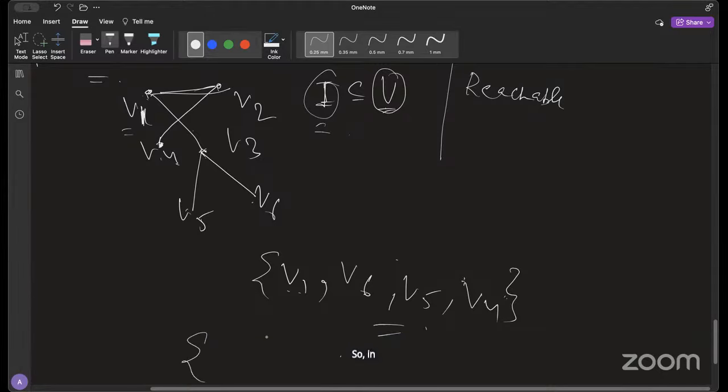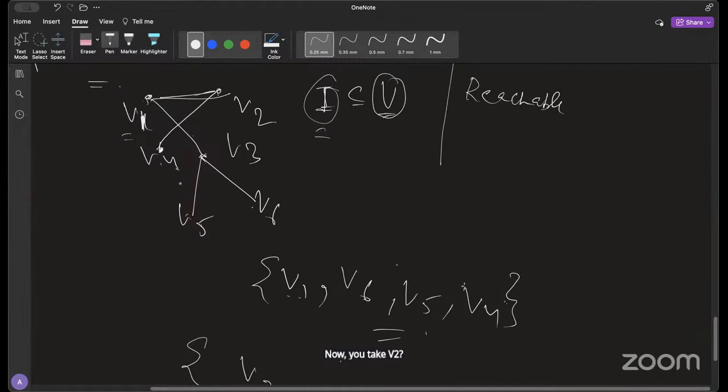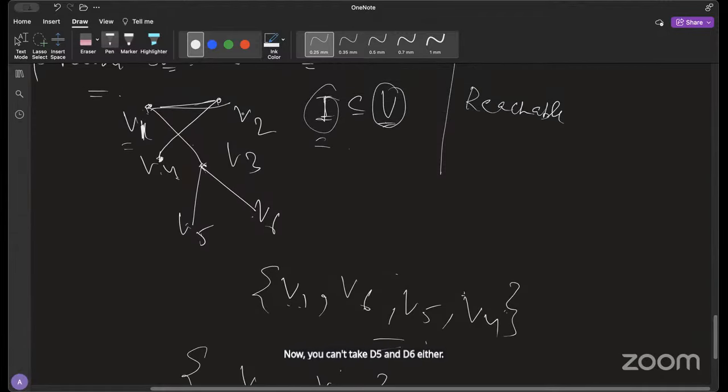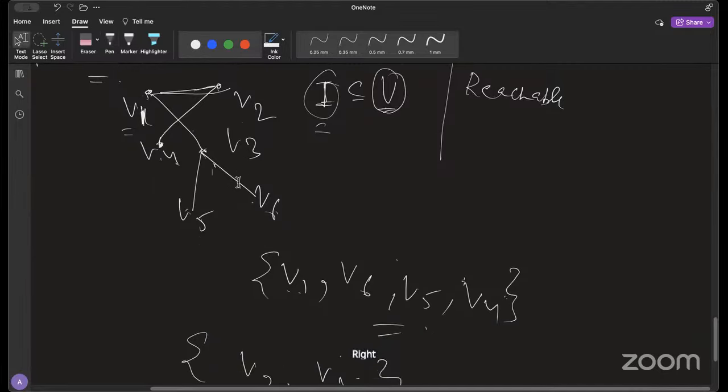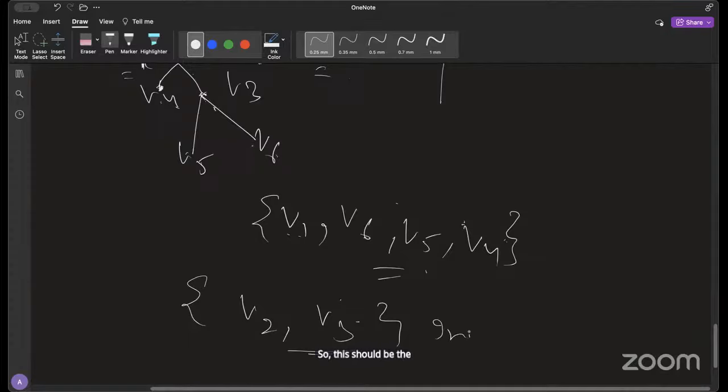So in the other one, let's take V2. Now you take V2, can't take V4, V1, so you can take V3. Now you can't take V5 and V6 either. V5 and V6 are not connected to V1, V2 directly, but they're connected to V3, right? So this should be the independent set then.